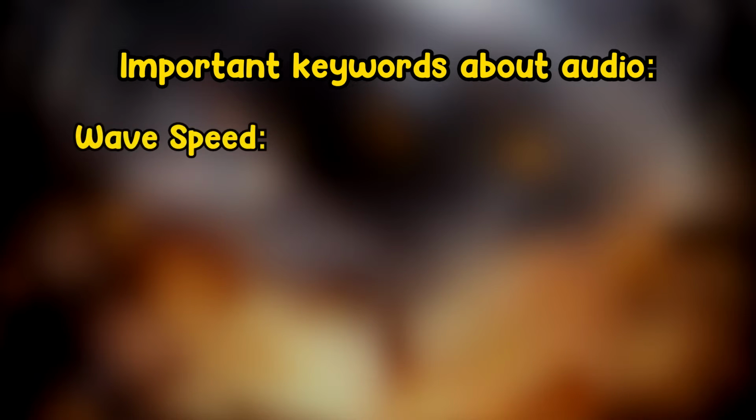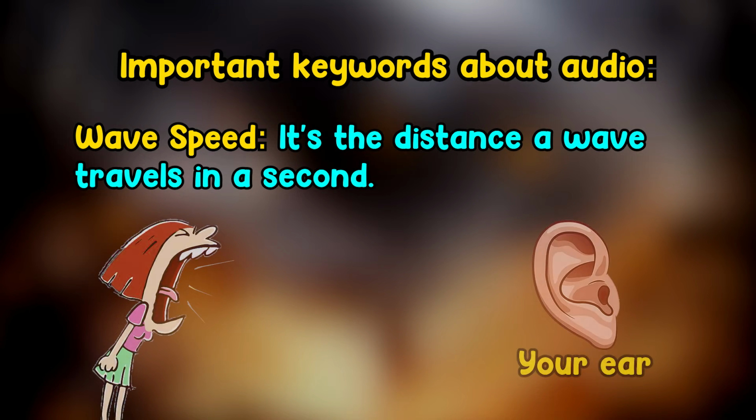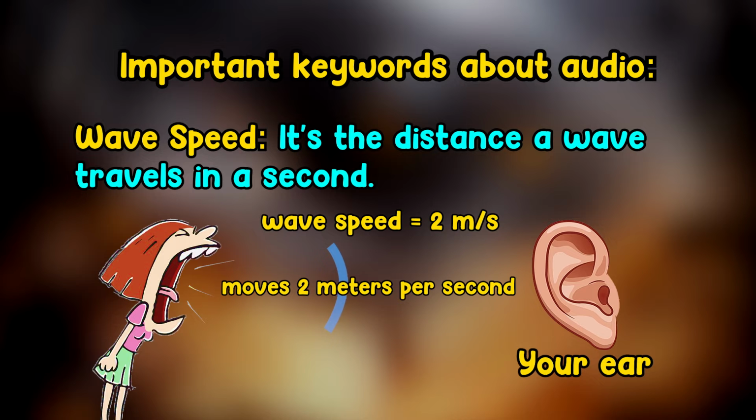Next we have wave speed. It's the distance a wave travels in a second. For instance, if your wave speed is 2, it means that when your sound is produced, the wave of it moves with a speed of 2 meters per second until it reaches your ear and you can hear it.